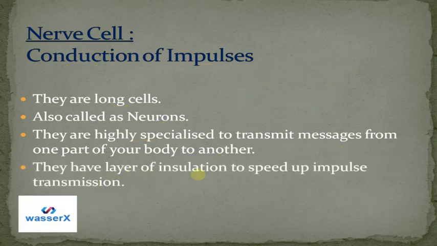And they have a layer of insulation to speed up the impulse transmission. This insulation helps that no signal, that is the message, electric or chemical, is lost from the nerve cell. So this insulation helps in the speeding up of impulse transmission.